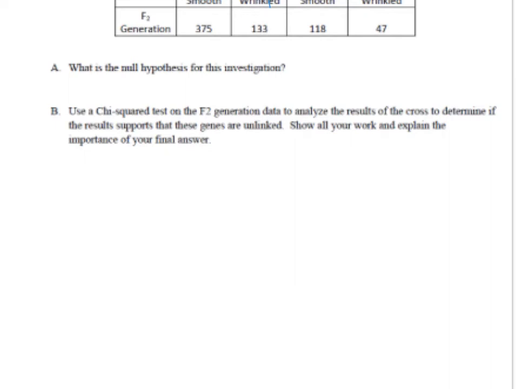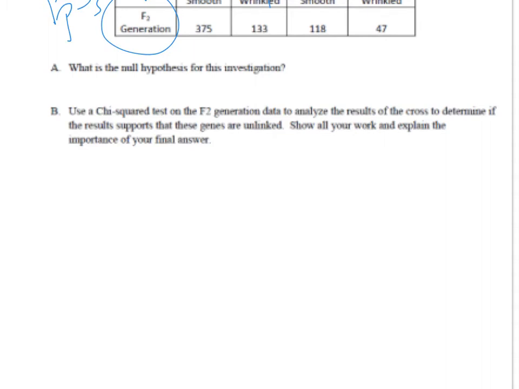So my F1 offspring, it told me that when I crossed my parents, I got all kernels that were smooth and purple. So that tells me that purple is dominant. So my F1 offspring is heterozygous, big P, little p, and smooth is dominant. So big S, little s. So that's my F1 generation, right? I crossed 2 of those to get my F2 generation. So this F2 generation is a result of a dihybrid heterozygous cross.